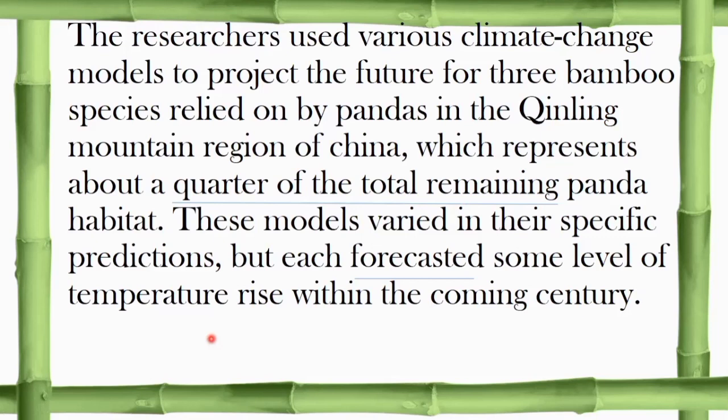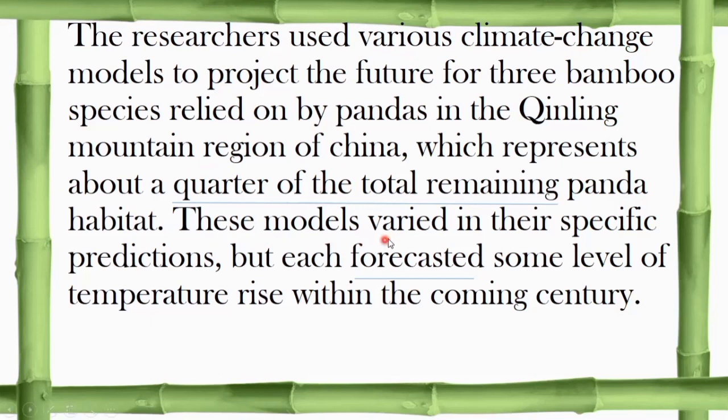The researchers used various climate change models to project the future for three bamboo species relied on by pandas in the Qingling Mountain region of China, which represents about a quarter of the total remaining panda habitat. That means presently in this world, one-fourth of the pandas still living are in this Qingling Mountain region of China. So it's very important to preserve these bamboo species if we want to preserve this rare panda species as well.